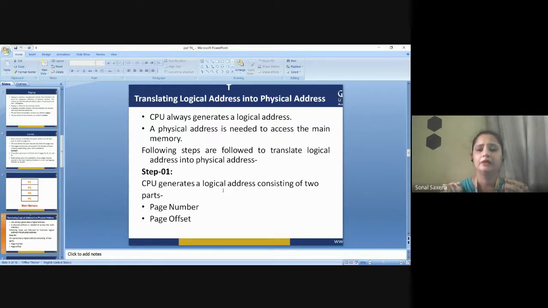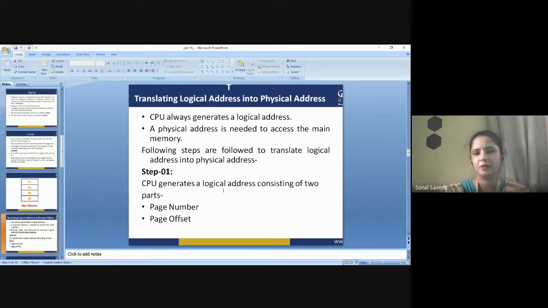We have seen that the CPU will always generate a logical address. The CPU is meant for generating logical addresses, right? Now, a physical address is needed to access the main memory. Logical address is not meant for accessing. If you want to go to a particular process which is loaded in the main memory, you need to have the physical address of it. So how would we do that? These are the following steps which are used to translate the logical address into the physical address.